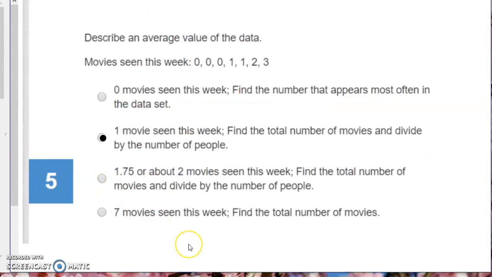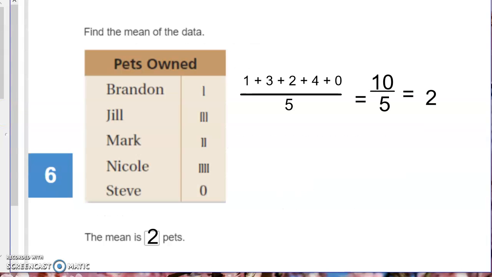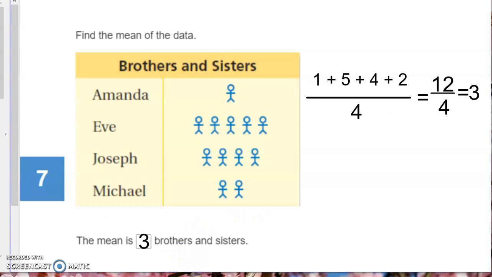Question number 5 says describe an average value of the data, movies seen this week, and it has a list of numbers there. The correct answer would be one movie seen this week. Find the total number of movies and divide by the number of people. Question number 6 said define the mean. So you had to add 1 plus 3 plus 2 plus 4 plus 0. That of course equals 10. And then 10 divided by 5 means that the mean average of pets owned would be 2 pets.